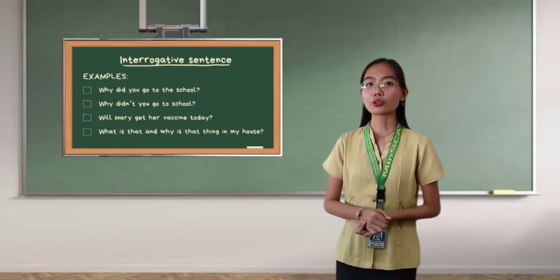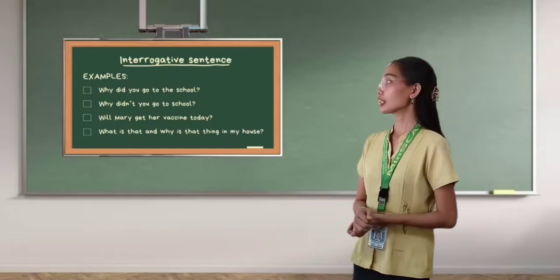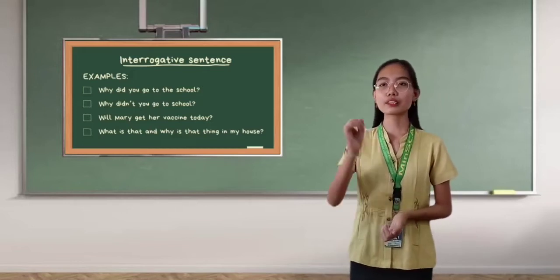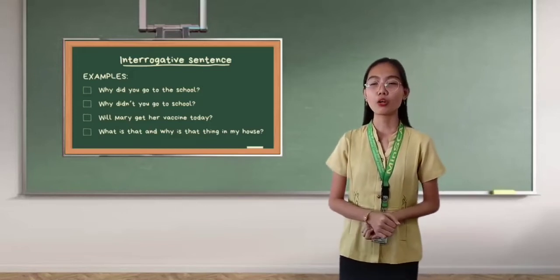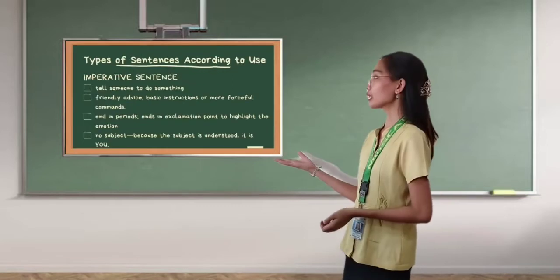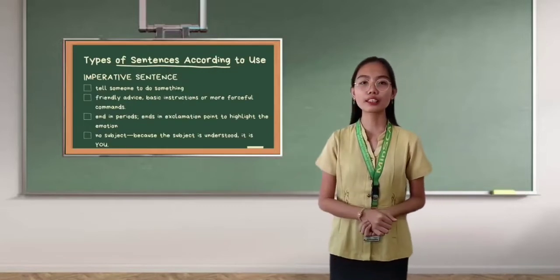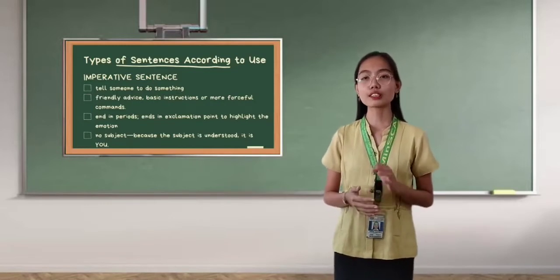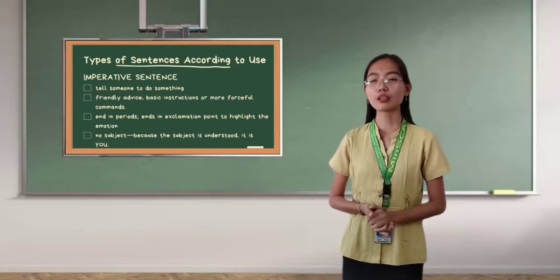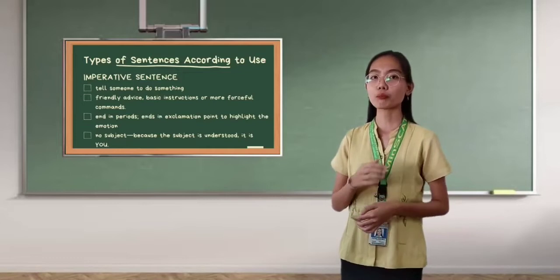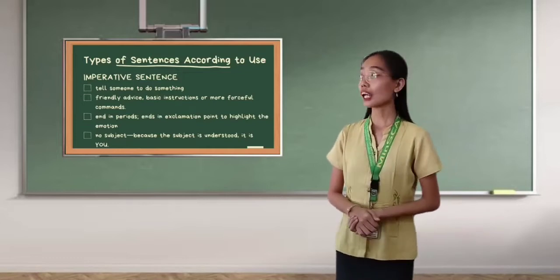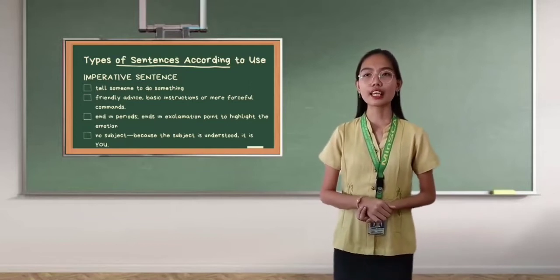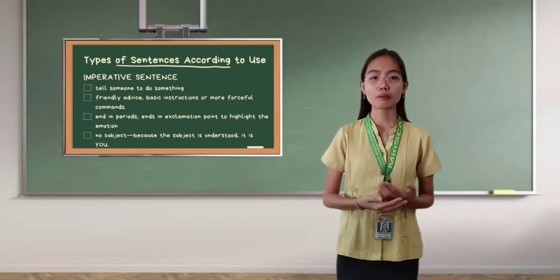Okay, thank you. We will now move to the third type of sentence. What is it? Yes, Miss Lopez. Okay, thank you. An imperative sentence gives a command. They tell us to do something and they end with a full stop, period, or an exclamation point. Okay, here's another definition of an imperative sentence. It tells someone to do something.